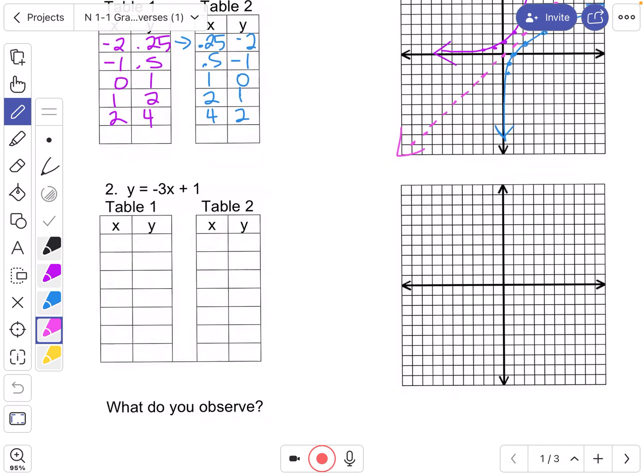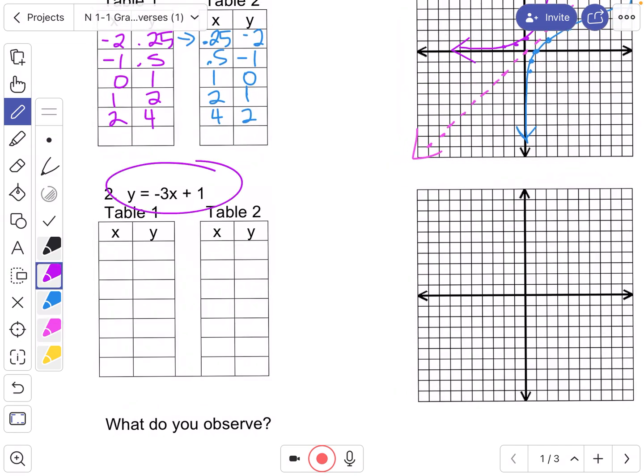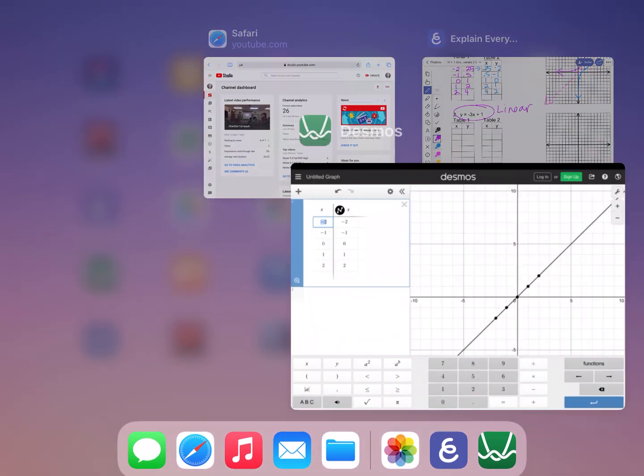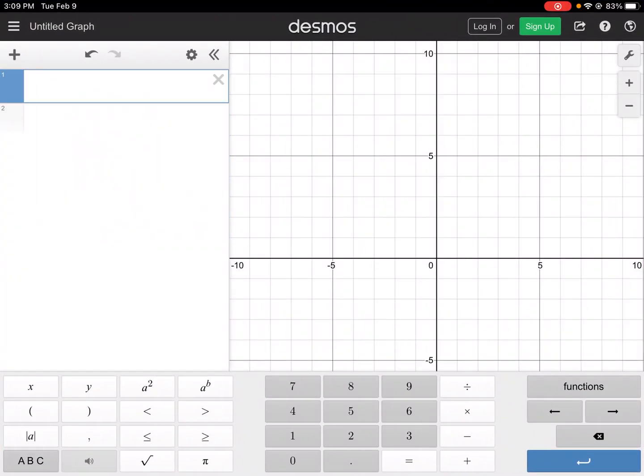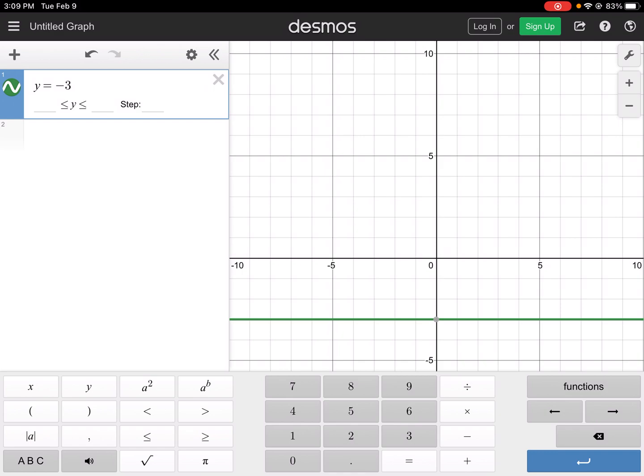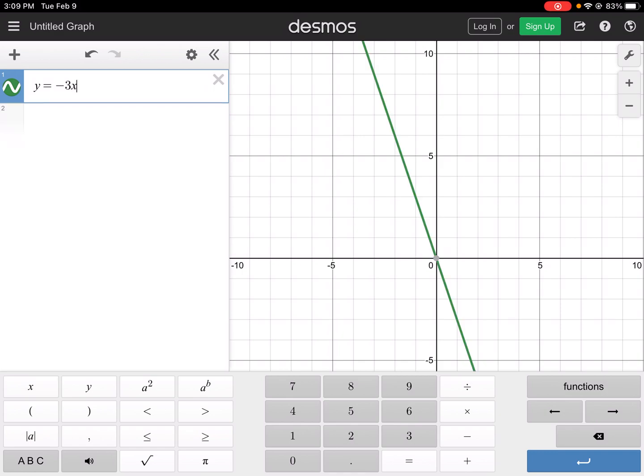All right, so let's look at number 2. Notice this equation is linear. How do I know that? It just has an x there. So it should be a straight line when I graph it. Again, you can use your calculator or you can go to Desmos. If I'm using Desmos, I type in y equals, the whole thing. Negative, you're just going to use the minus sign. So -3, your x, and then +1.